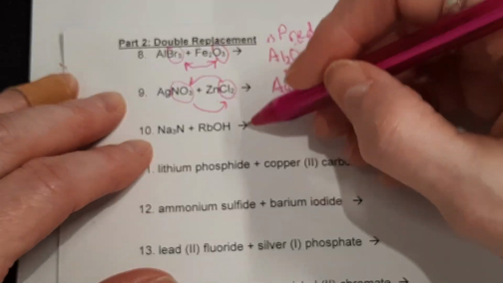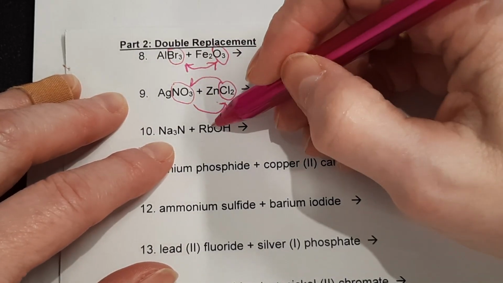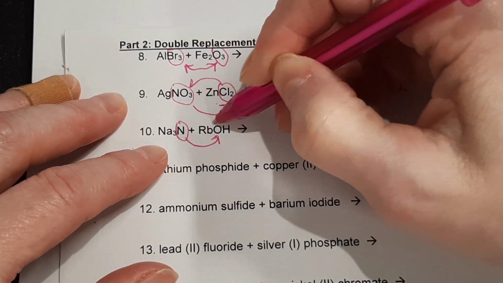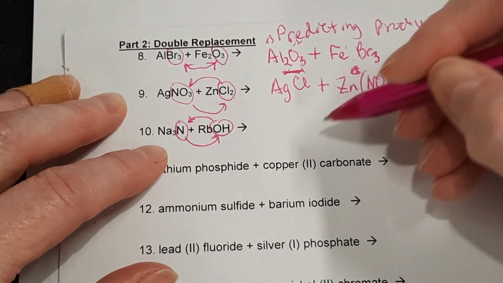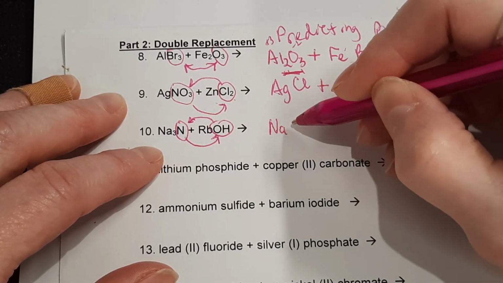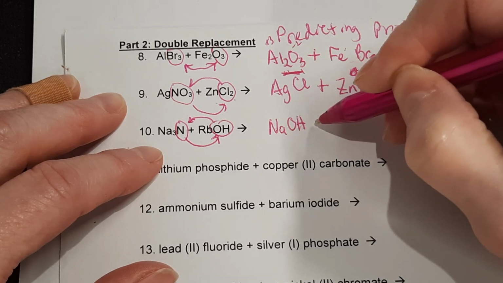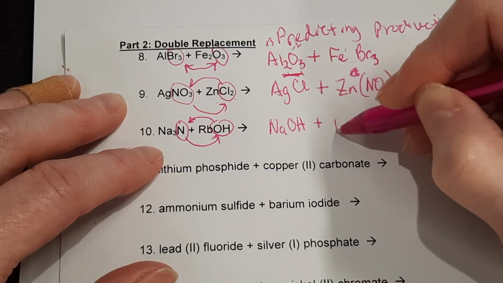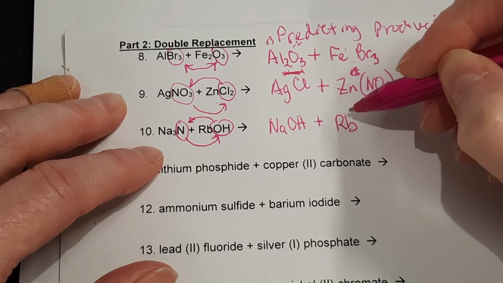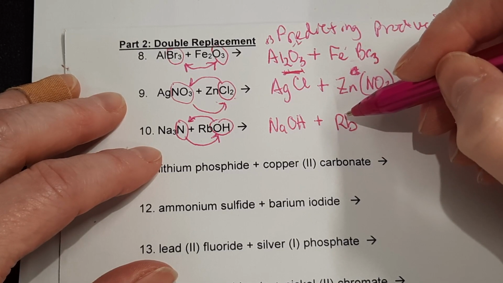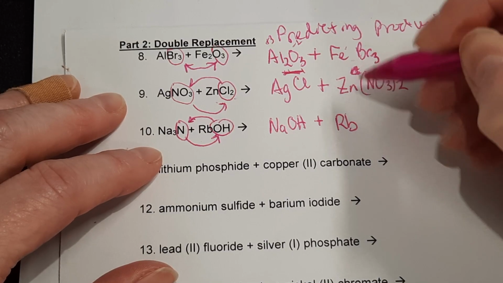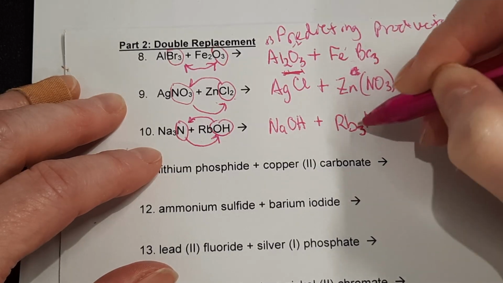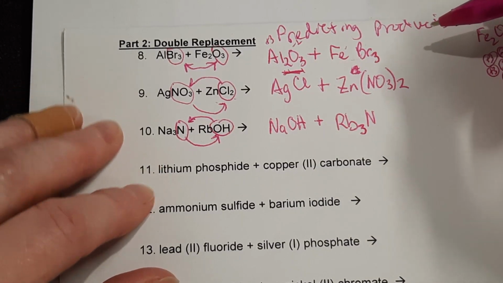All right. Now we have sodium nitride and rubidium hydroxide. So nitride and hydroxide are going to change places. So my sodium, which is a positive 1, is going to be matched up with my hydroxide, which is a negative 1, so I just write NaOH. And then my rubidium, which I can find on the periodic table, is a positive 1. It's going to be matched up with nitrogen. Nitrogen is a negative 3, so it's going to take 3 rubidiums to cancel out that nitrogen.